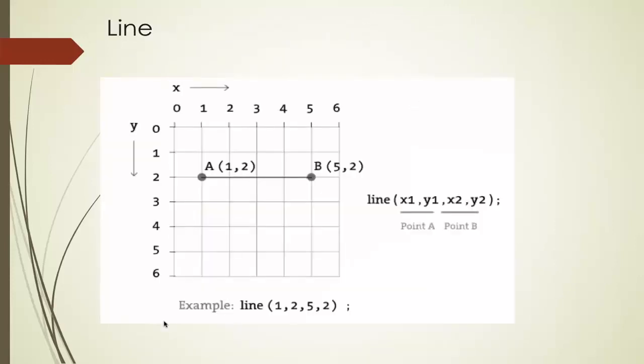If I want to draw a line, then it's very simple. You say line, point A, which is x1, y1. That's the coordinate of the first point, and then the coordinate of the second point, x2, y2. Again, the unit here is pixels. So, for example, line(1, 2, 5, 2) is the line from 1 pixel in the x direction, 2 pixels in the y direction, all the way to 5, 2, which is point B.